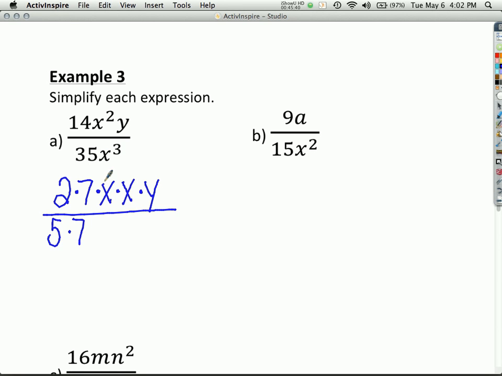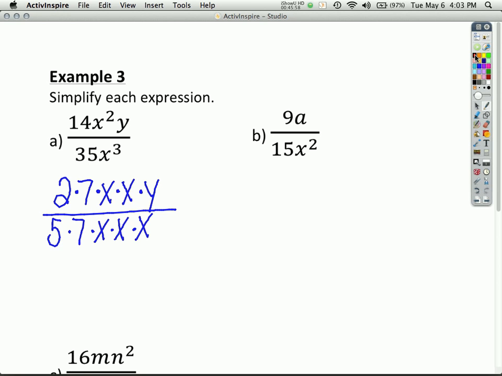Now the x to the third. How can we rewrite that? Savannah? X times x times x. Now do exactly what Adriana explained to us earlier when it was just numbers. Cancel out 1 for 1 anything you see on the top and the bottom.